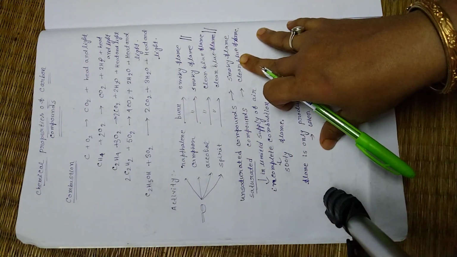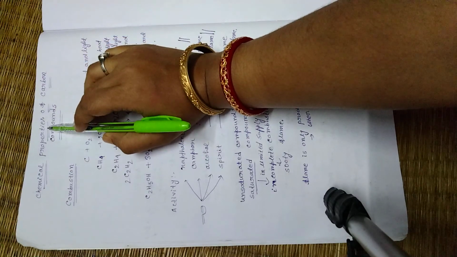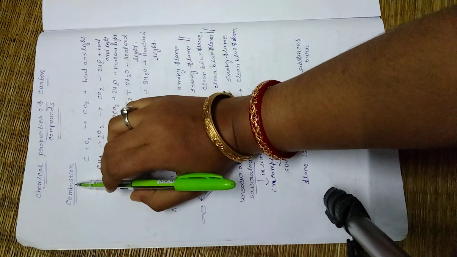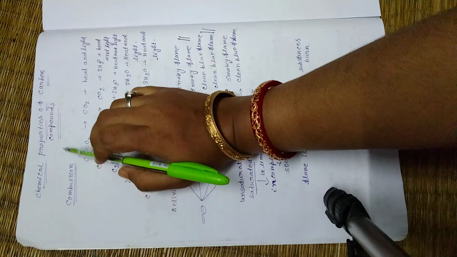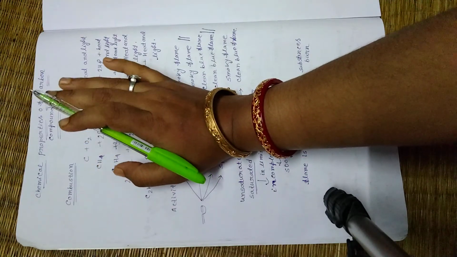Dear students, now I am going to discuss the chemical properties of carbon compounds. Okay, combustion type reaction. Generally, combustion means burning in presence of air or burning in presence of oxygen mainly.